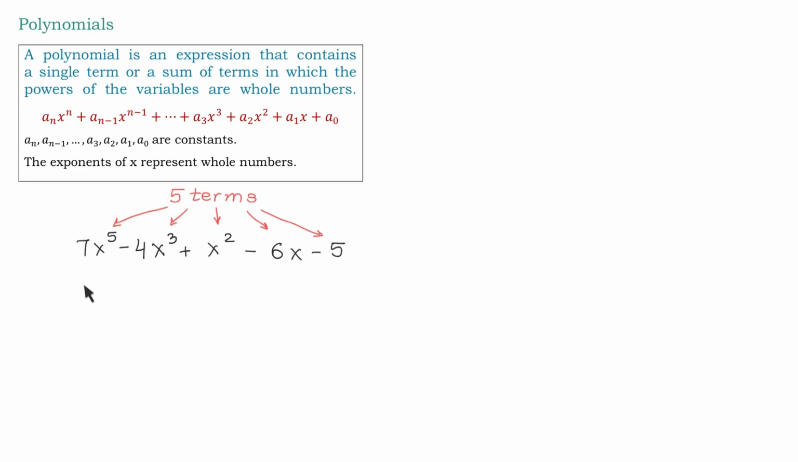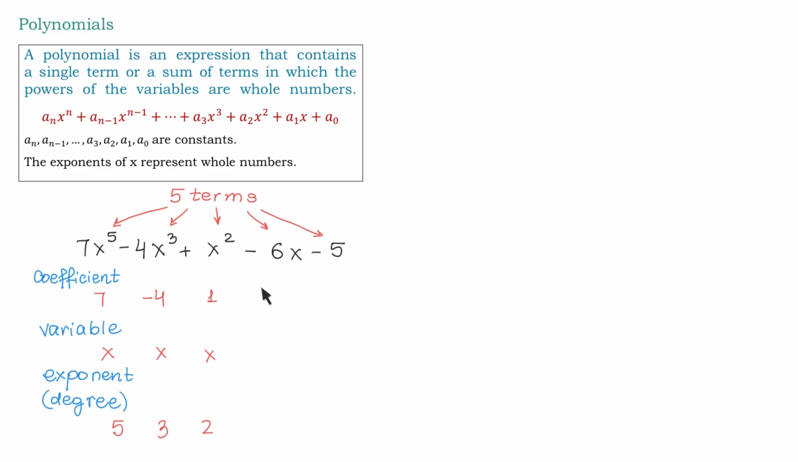Now, if we look at the first term, 7 is called the coefficient, x is the variable, and 5 is the exponent or the degree. In the second term, the coefficient is negative 4, the variable x, and the exponent 3. In the next term, the coefficient is 1, the variable x, and the exponent 2. In the next one, the coefficient is negative 6, the variable x, and the exponent 1.